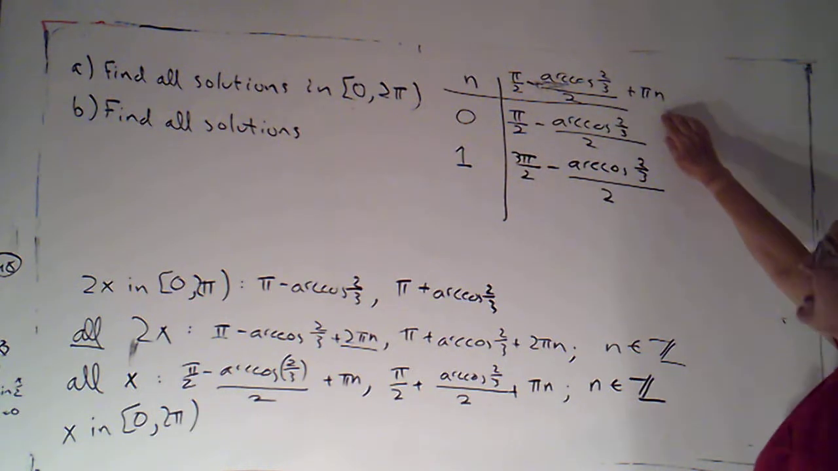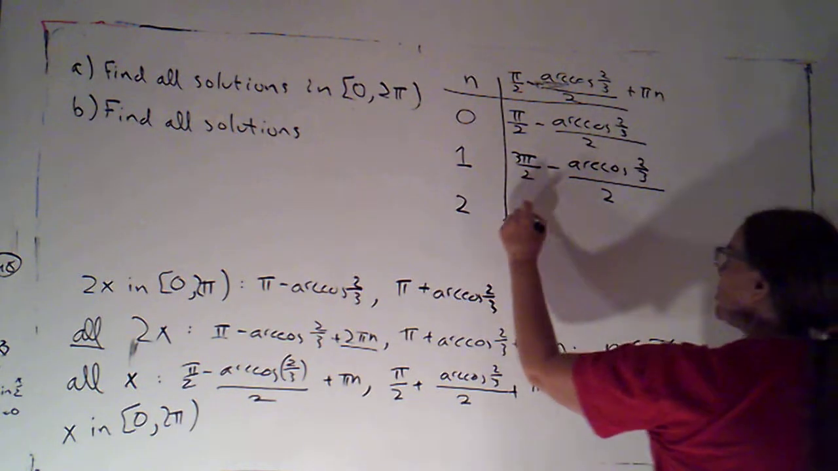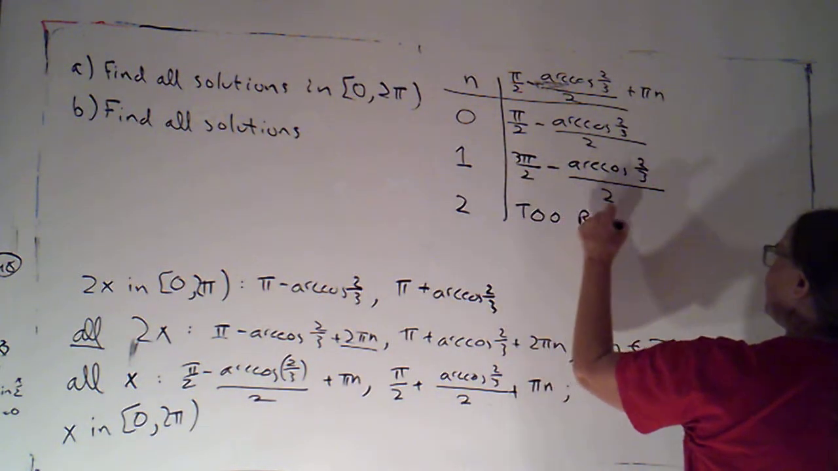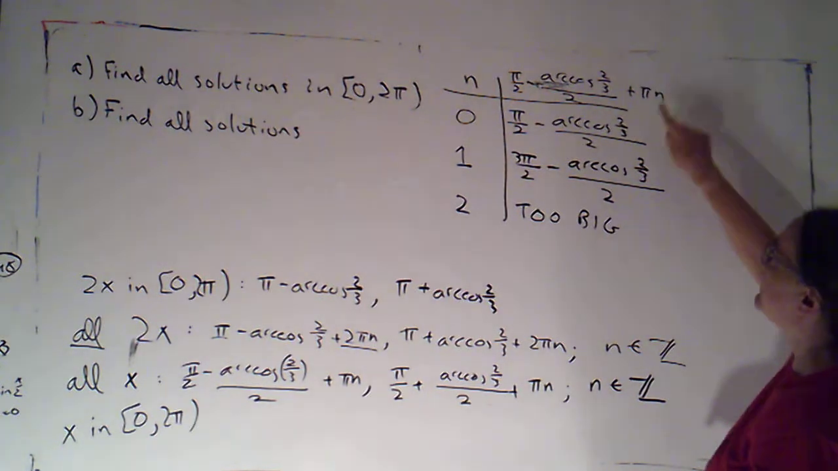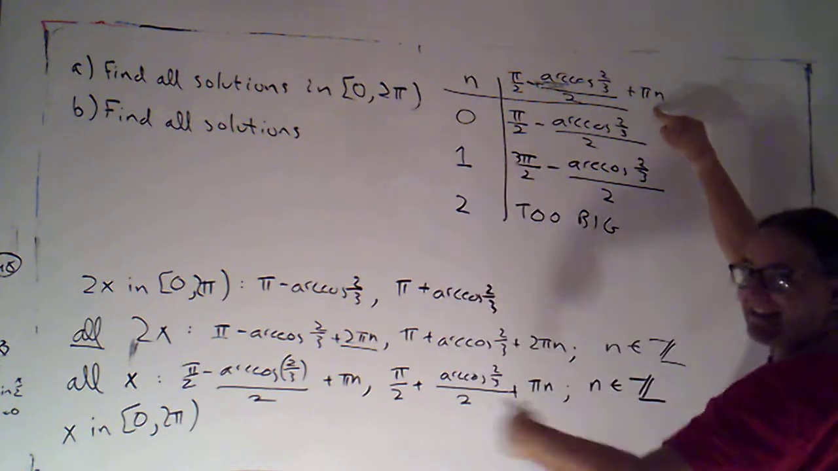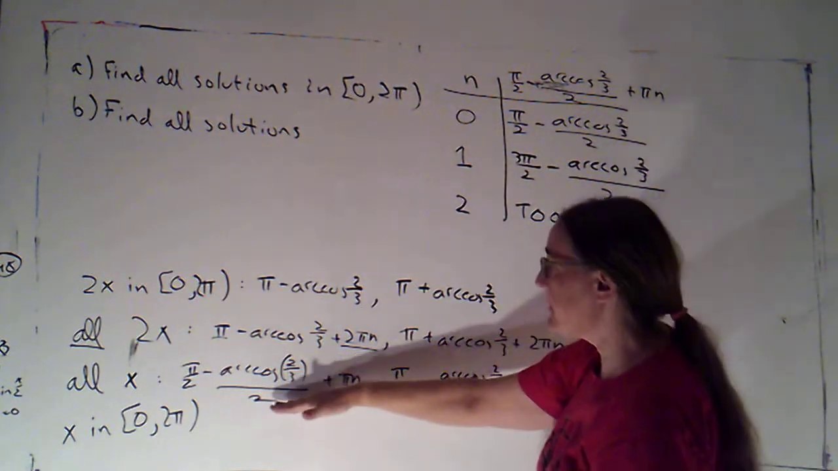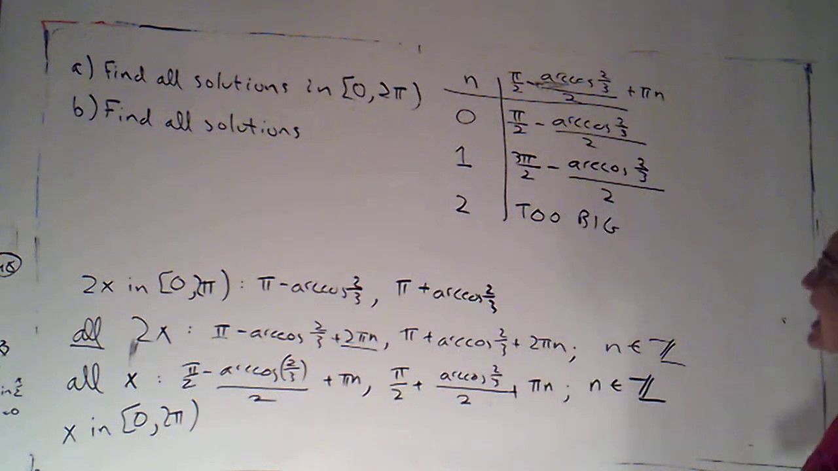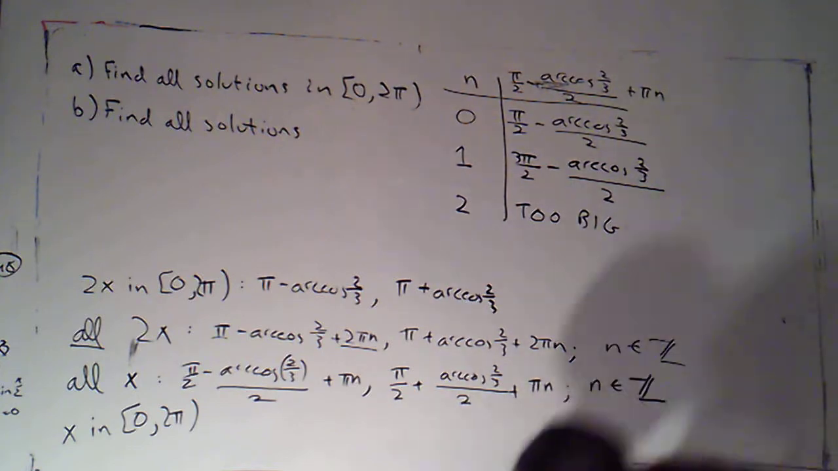Now, if n was 2, I'm going to get something that's too big, because we said this was an acute angle. If I add 2 pi to that, I've gone a full revolution plus that acute angle. Okay, so I get these two answers from this sort of thing. And I can basically do the same thing here as well.